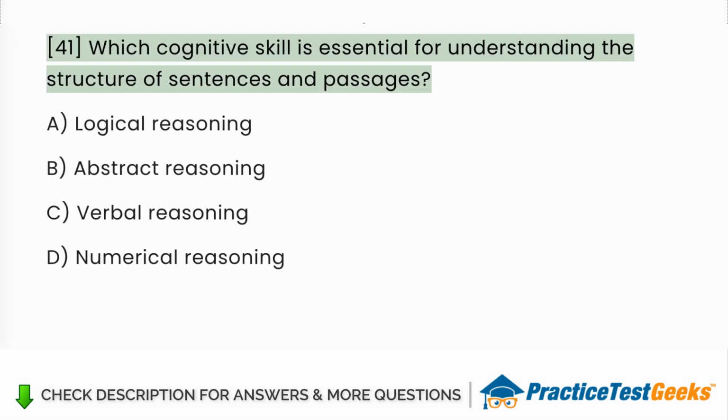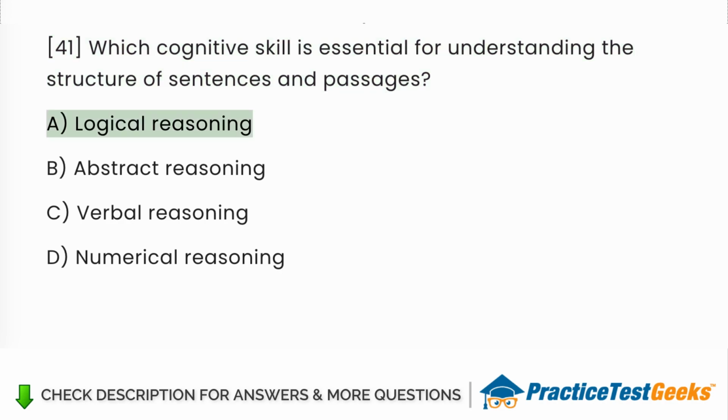Which cognitive skill is essential for understanding the structure of sentences and passages? A. Logical reasoning. B. Abstract reasoning. C. Verbal reasoning. D. Numerical reasoning.